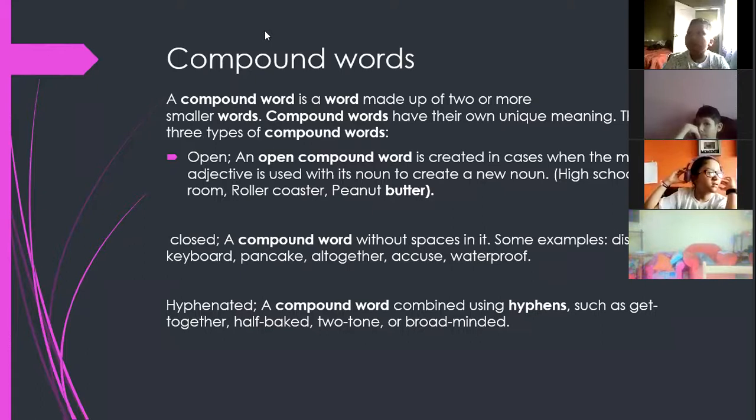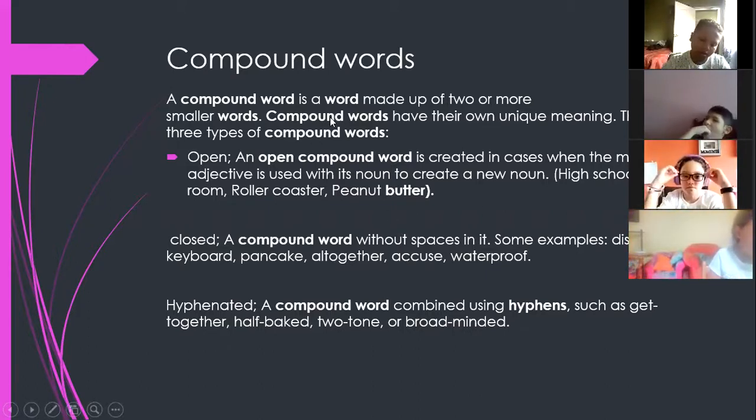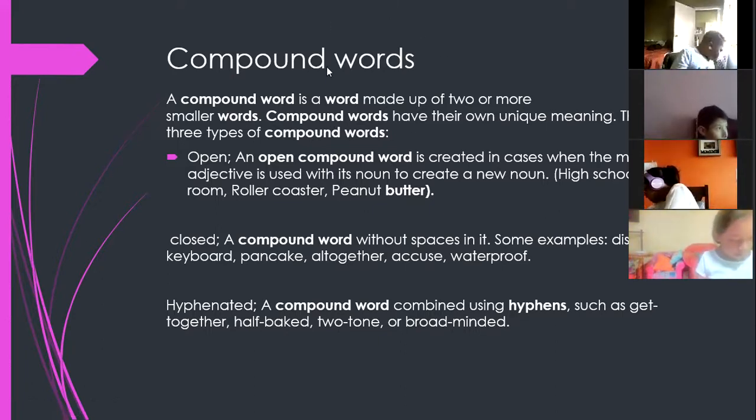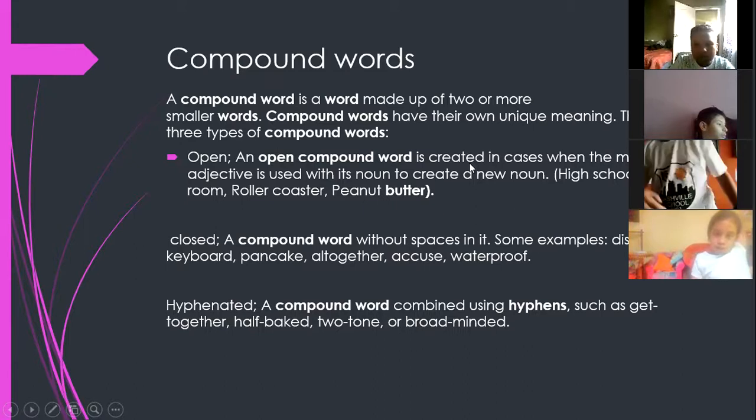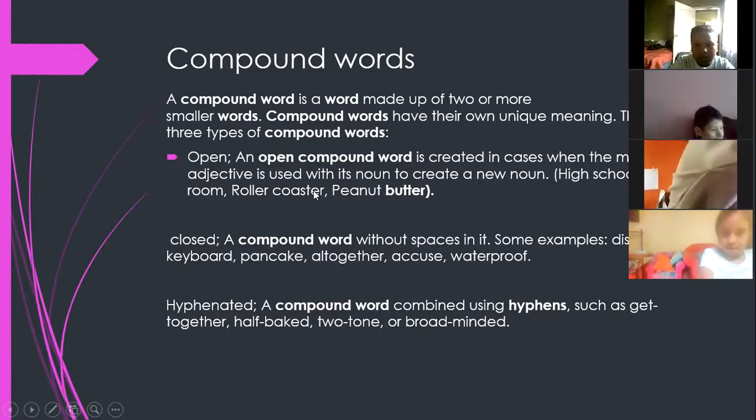Compound words. A compound word is a word made up of two or more smaller words. Compound words have their own unique meaning. There are three types of compound words. Open compound word, like open. An open compound word is created in cases when the modifying adjective is used with its noun to create a new noun. Example, high school.